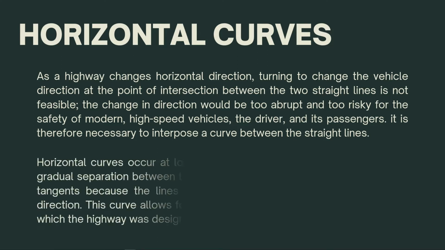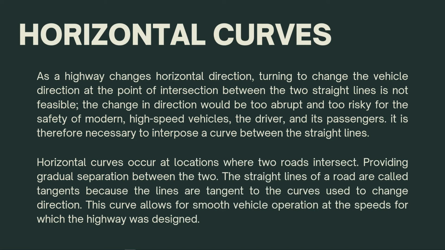Now, horizontal curves occur at locations where two roads intersect, providing gradual separation between the two. The straight lines of a road are called tangents because the lines are tangent to the curves used to change direction. This curve allows for smooth vehicle operations at the speeds for which the highway was designed.